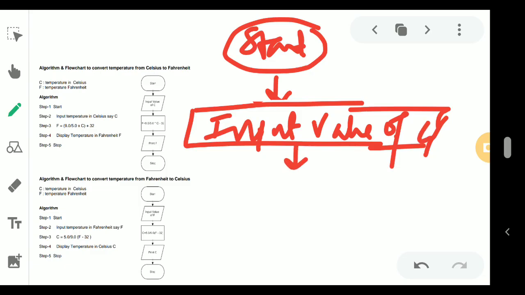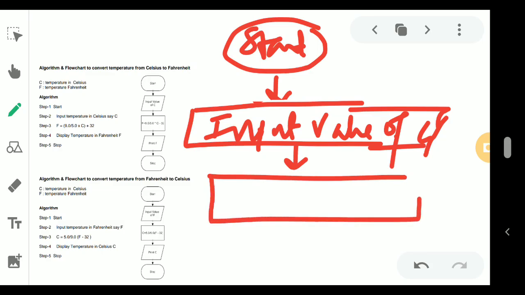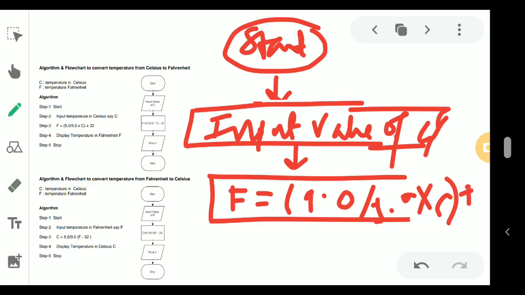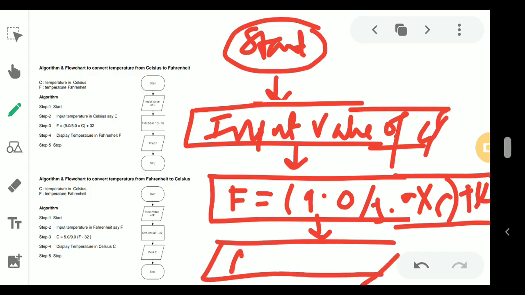Then we have to calculate. How to calculate this? That is, F is equals to 9 by 5.0, into C, first bracket close, plus 32. Okay, so this is the whole format. Okay, and now we have stored. Now we will use the print statement to print the temperature in Fahrenheit. Print F, and then from here you can directly write stop. Okay, so this is the whole algorithm.